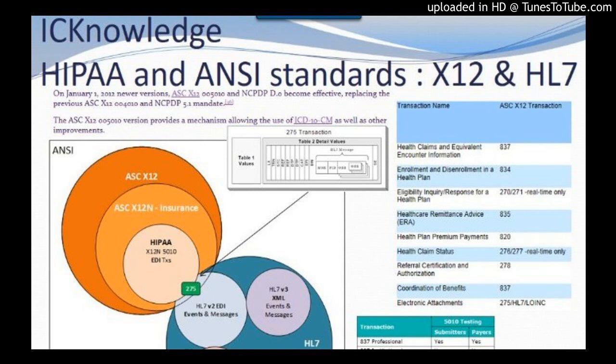What is IHE? IHE is an initiative by healthcare professionals and industry to improve the way computer systems in healthcare share information. IHE promotes the coordinated use of established standards such as DICOM and HL7 to address specific clinical needs in support of optimal patient care.